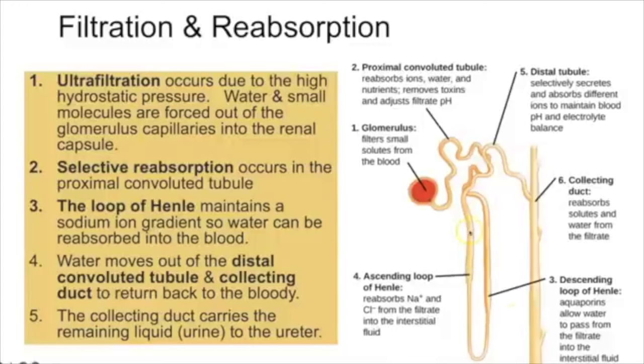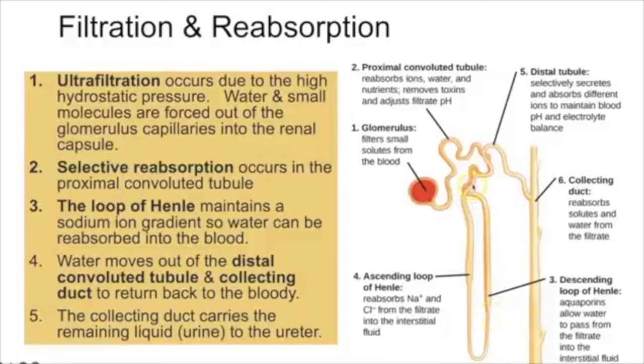So at this point, the filtrate is going to be losing lots of the ions in the ascending limb, and that will then lower the water potential of the surrounding area around the loop of Henle, and then water will be able to move out by osmosis as it goes down the descending limb.